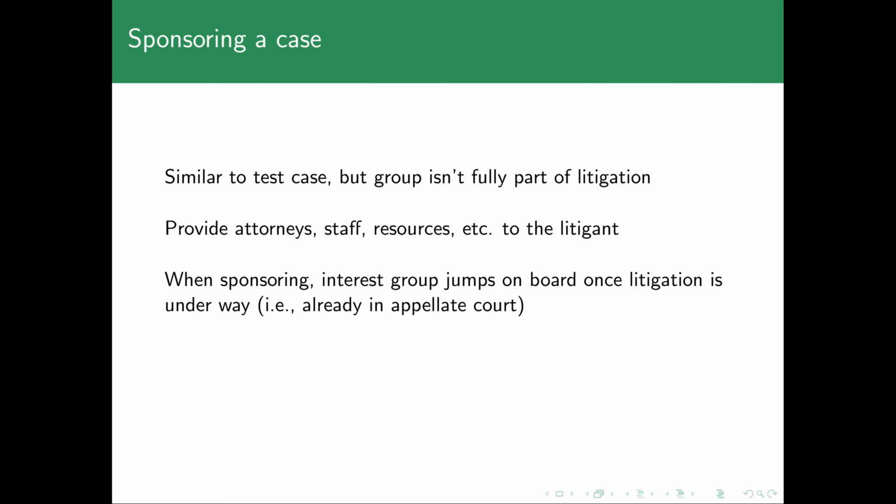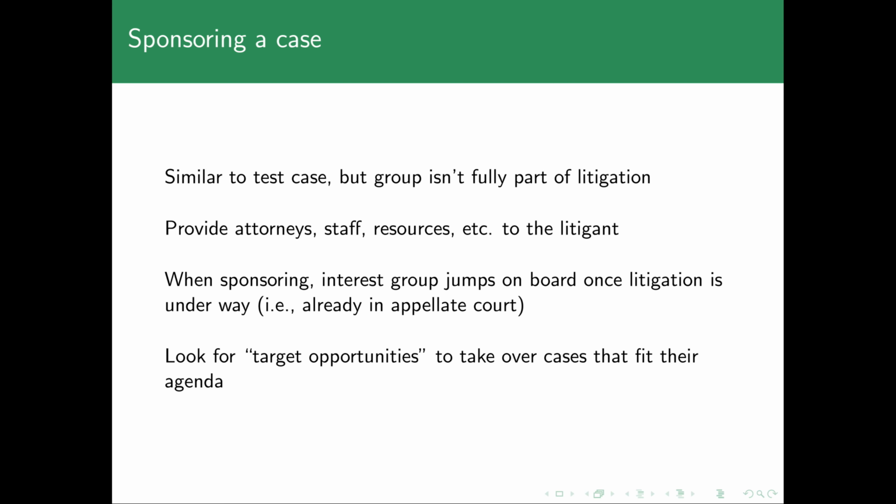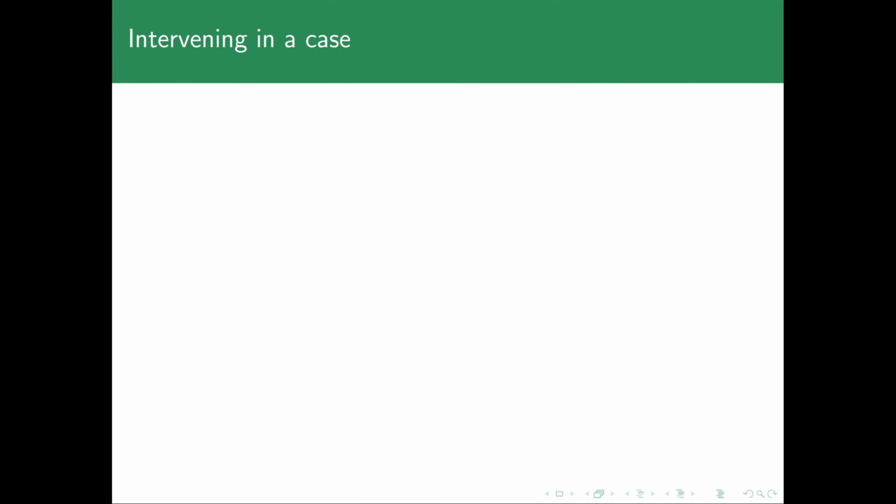They jump in when it's at an appellate court. The reason they wait until it's in appeals is because they want to know what the outcome was. If they're satisfied with the outcome of the district court, they wouldn't get involved. So what they do is they look for target opportunities to take over cases that are already underway that fit their agenda. So they don't have to build them from the ground up. They just find ones that are already going on that make sense to them, and they join them. So that's sponsoring a case. The third way to participate is intervening in a case.